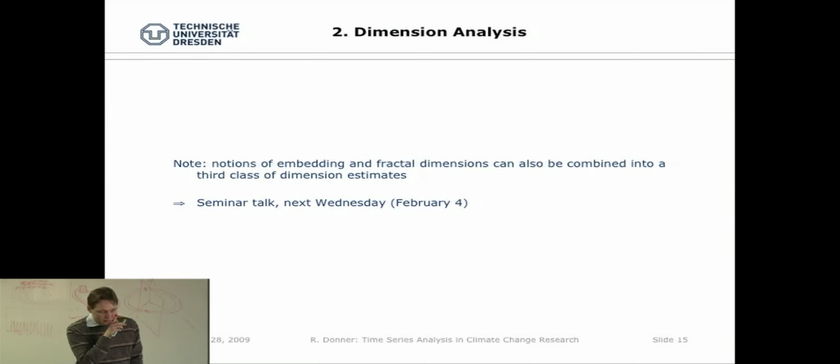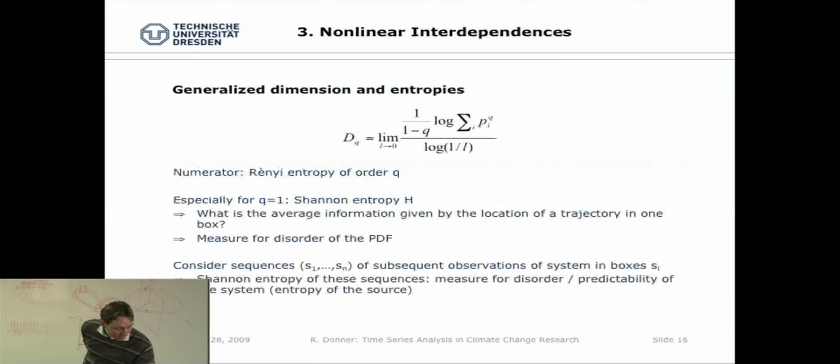I would only briefly like to mention that besides these different notions of integer embedding dimension on the one hand, and fractal dimension in a geometric sense on the other hand, you can also combine these approaches into a third class of dimension estimates. If you would like to see more about these dimension estimates and how one can apply them to problems from climatology, you are cordially invited to my seminar talk next Wednesday, where I will address in particular these approaches.